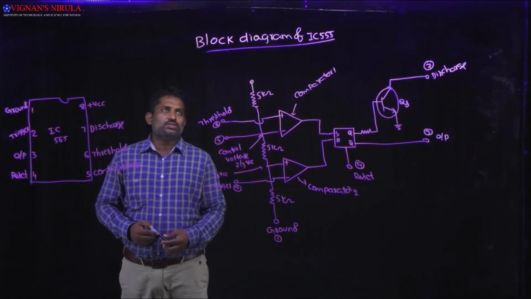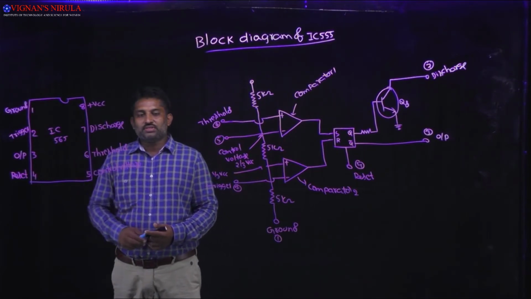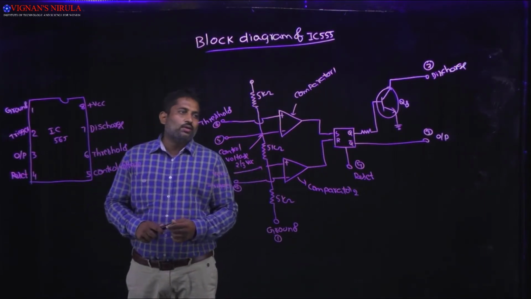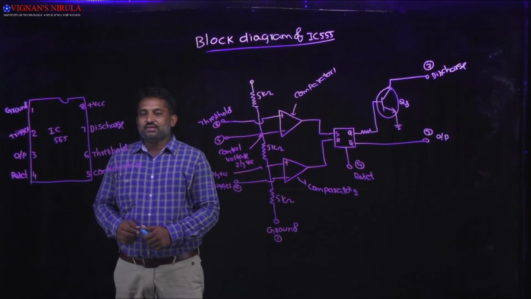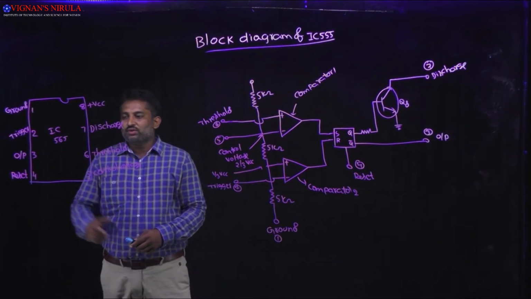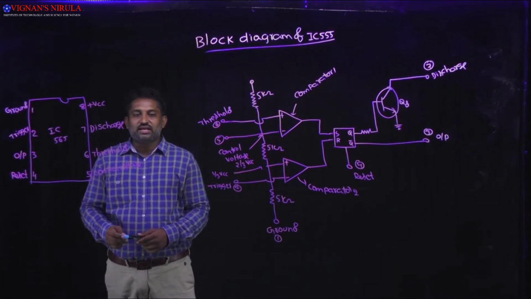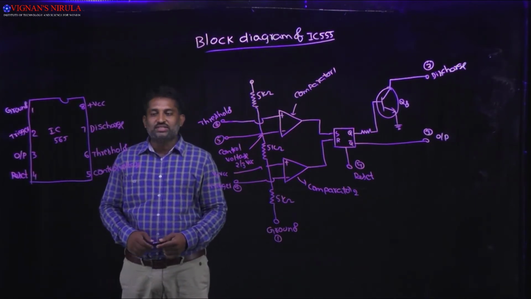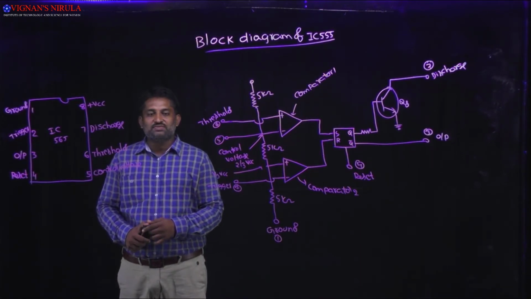Now we are going to discuss the block diagram of IC 555. Here I am representing the pin diagram of IC 555. While I am explaining the pin diagram, I will also explain the block diagram. It is an 8-pin IC. Those 8 pins are: first pin is ground, second is trigger, third is output, fourth is reset, fifth is control voltage, sixth is threshold, seventh is discharge, and the eighth is plus VCC.